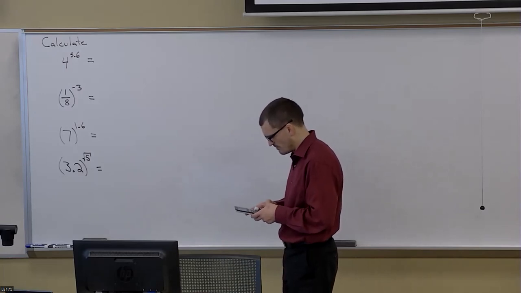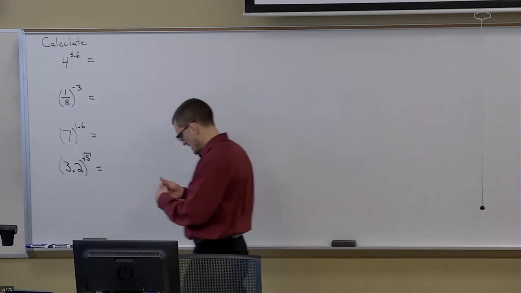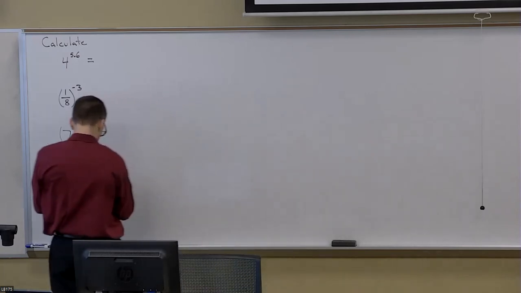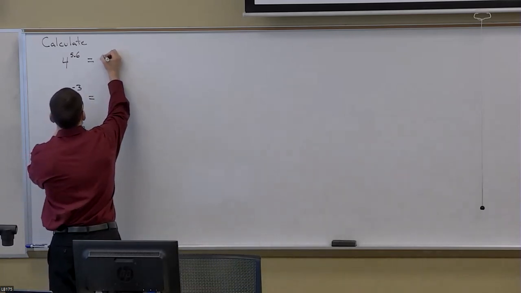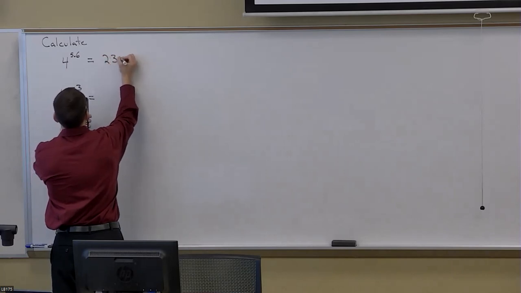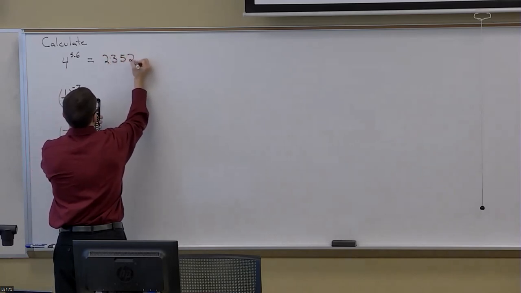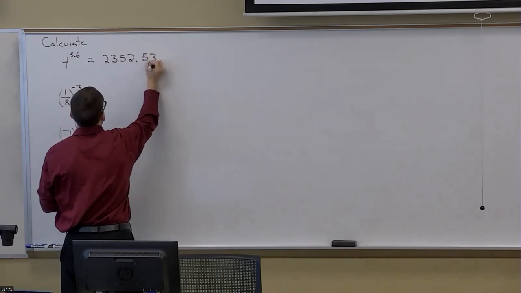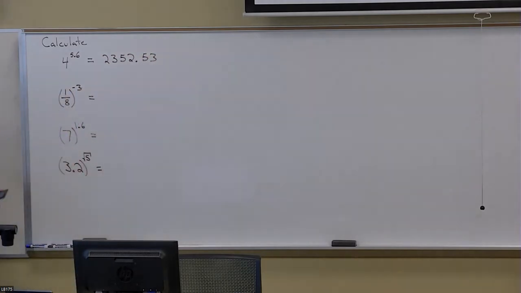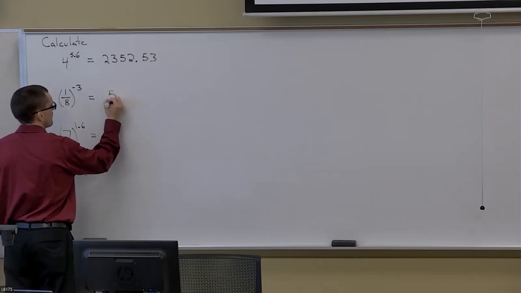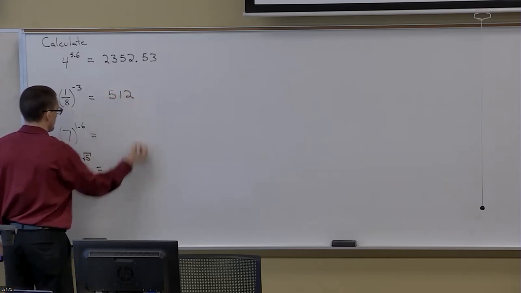Four to the 5.6 power. Obviously, I'm going to get some ugly decimal. But when we get our ugly decimal, we'll probably just round it to 2 decimal places and say 2352.53. 1/8 to the negative third power. That's a nice whole number of 512.